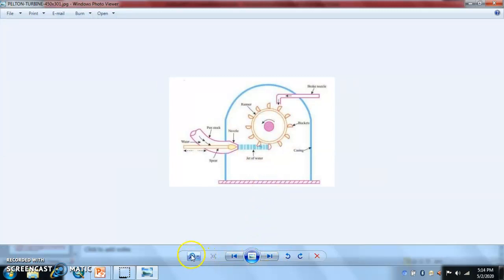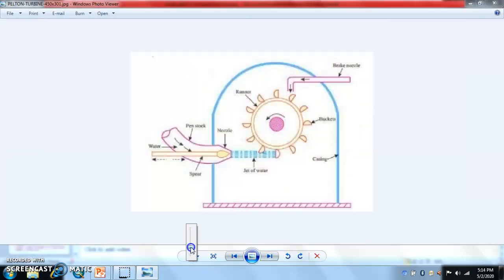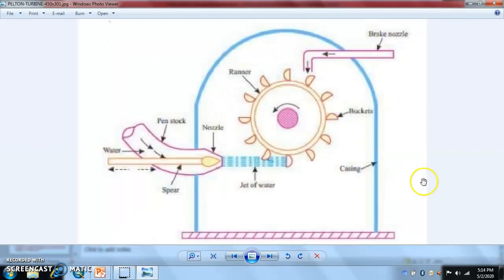Now this is a Pelton turbine. Here this is the penstock, that is the pipe which comes from above, and this is the nozzle attached to the end. Water comes out with a very high velocity from this nozzle, and it strikes these cups. These are cups which are attached to the periphery of the wheel. This is nothing but the Pelton wheel turbine. This is the wheel over whose periphery the cups are attached.